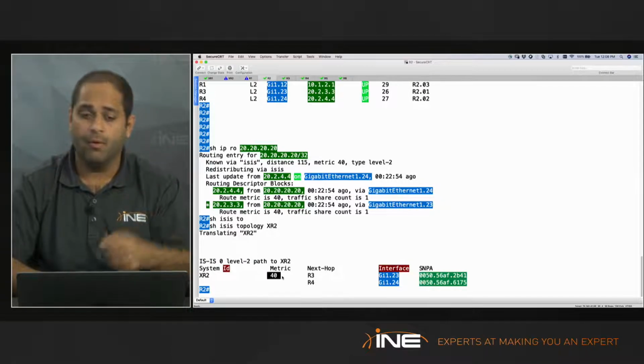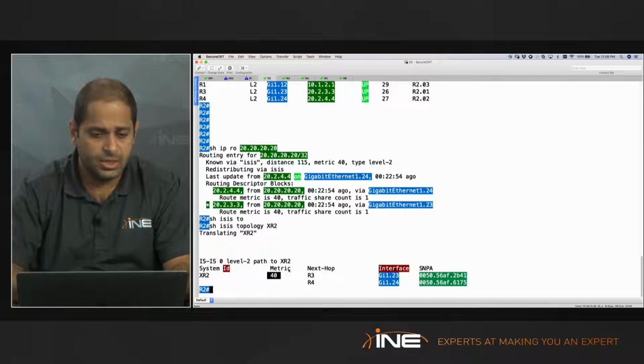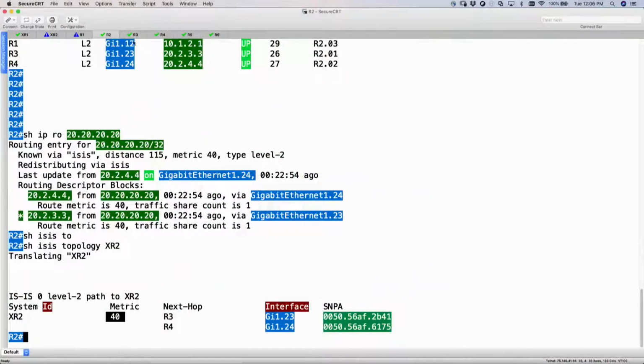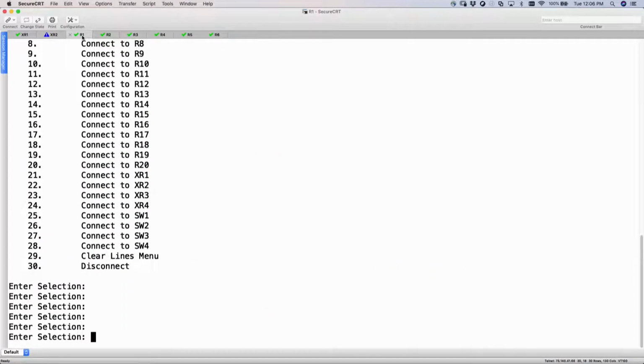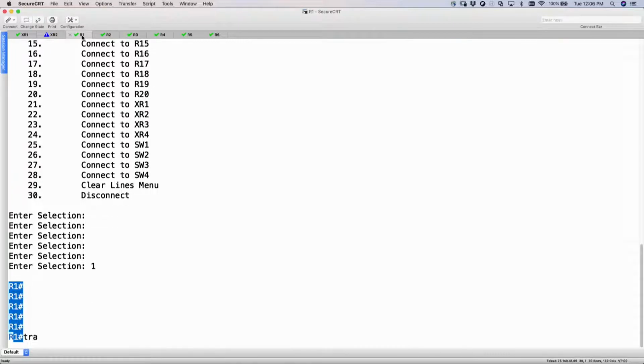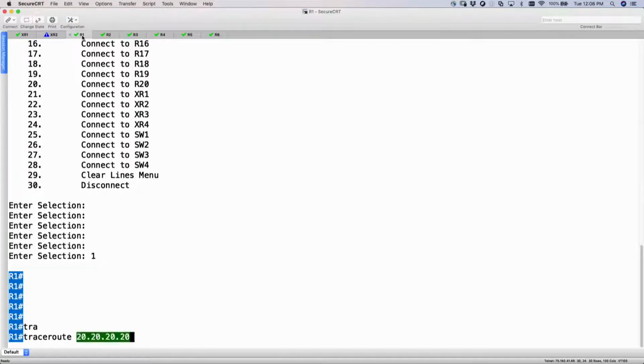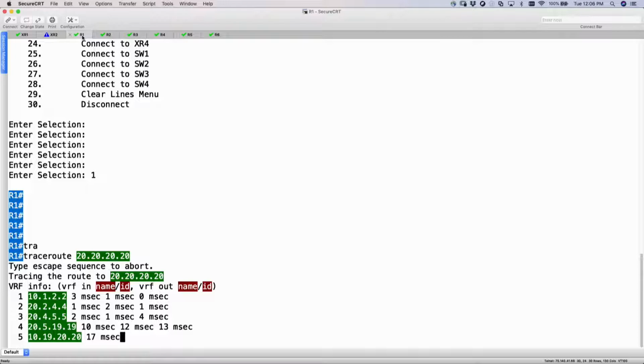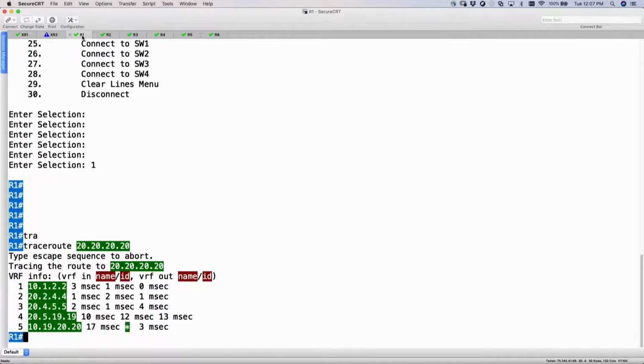So if I go back to, let's say, R1 and do a traceroute to 20.20.20.20, that's going to show me the exact path it goes through. So it goes to R2, then R4, it goes to R5, XR1, and then XR2.